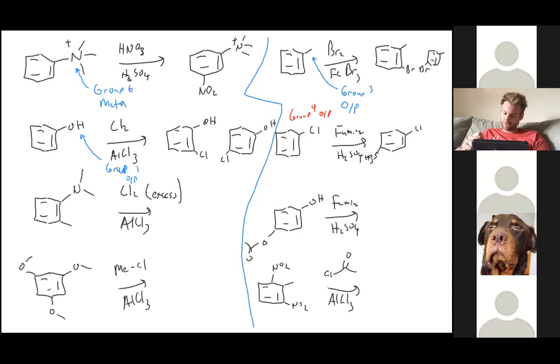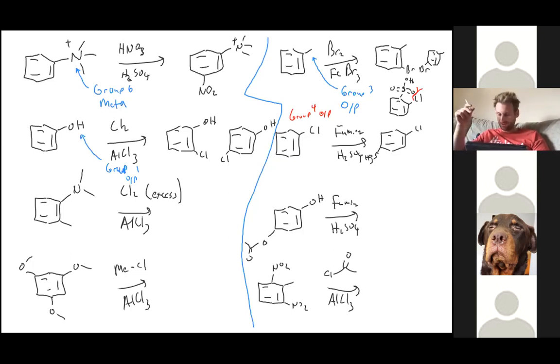And you can kind of see if you draw it out that there should be a pretty strong interaction between this Cl and this oxygen here. It'd be difficult to kind of fit that into that spot.